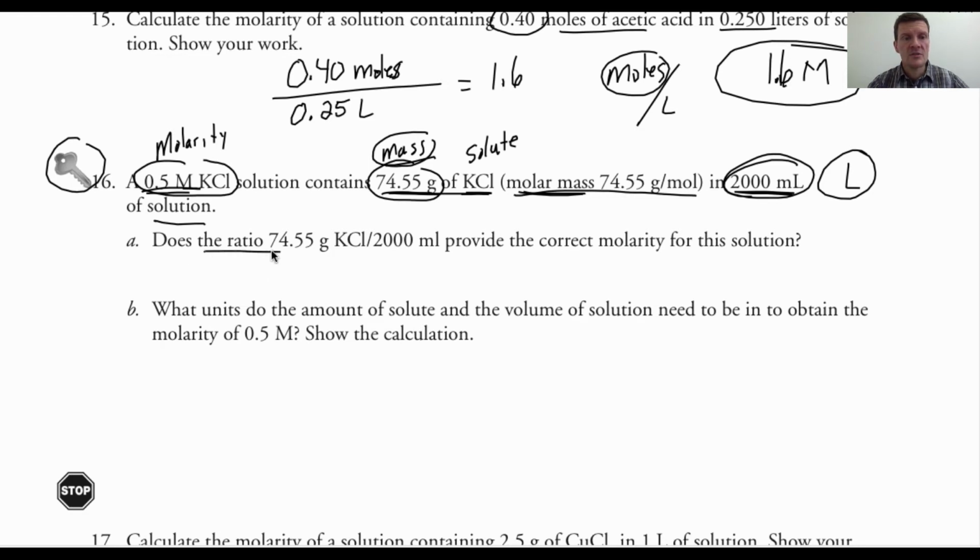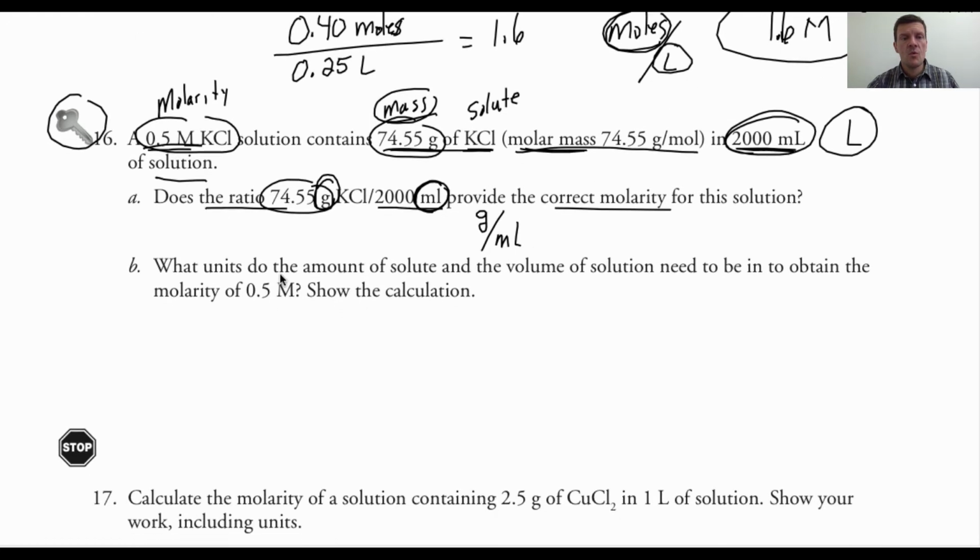Okay, does the ratio of 74.55 grams over 2,000 milliliters provide the correct molarity? Absolutely not. This is grams. This is not a liter, that's not a measurement of liters. This is grams per milliliter. If you were to divide these two numbers, your units would be grams per milliliter. That is not molarity. Molarity is always measured in moles per liter of solution.